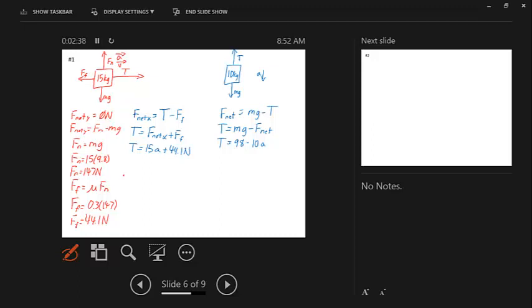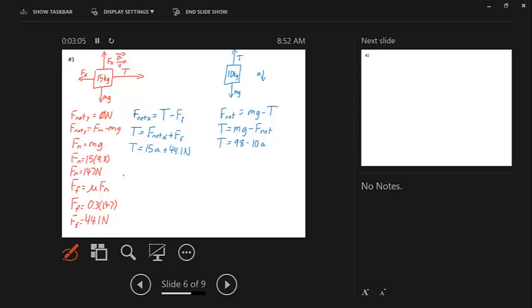Why are we getting variables in there? Because we have two missing variables, and the only way we can solve it is by spreading it out and then plugging one into the other. Shouldn't the tension for the 15 kilograms be negative? Because you're subtracting it to the other side. So now we can put 98 minus 10a is equal to 15a.